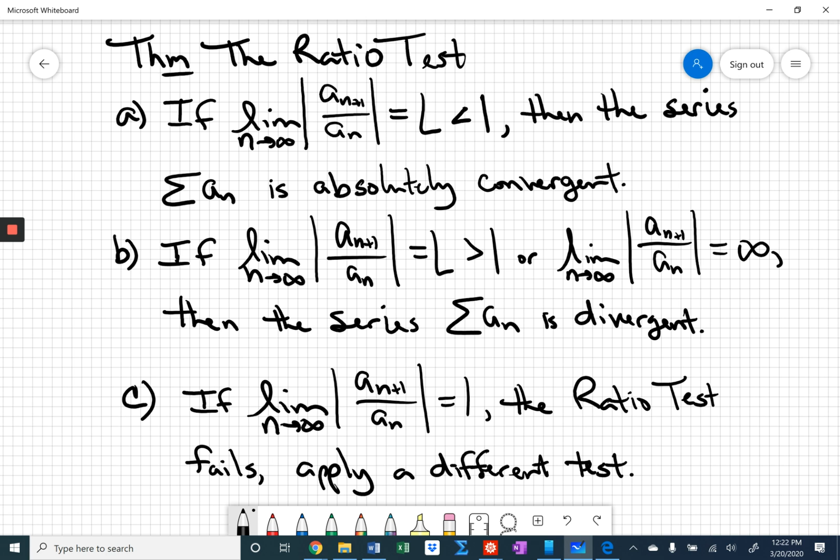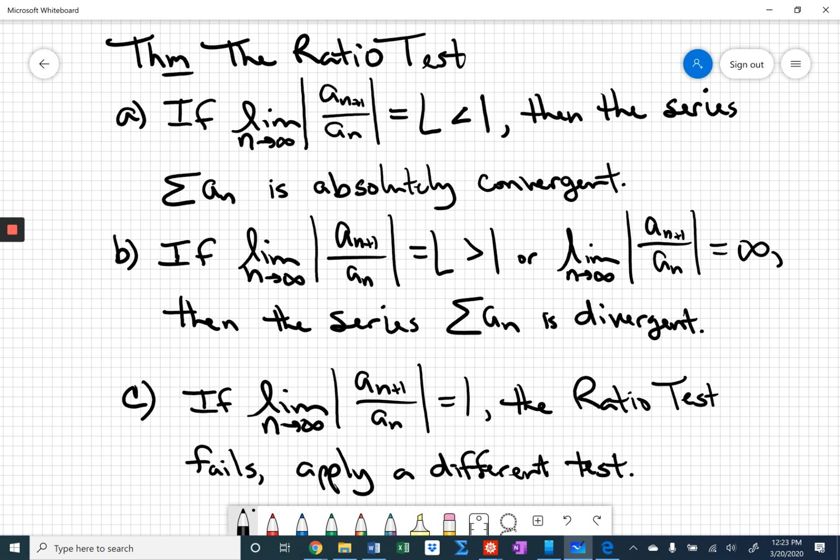And if that limit of that magnitude, that ratio goes to some number L, and L happens to be less than 1, then the series a sub n is going to be absolutely convergent. That's nice because absolute convergence means convergent, and not conditionally so, and therefore it tells us quite a bit. Now in part B, if we take a look at the same limit of that ratio, when we get a number L that's bigger than 1, or that limit goes off to infinity, then the series is going to be divergent.